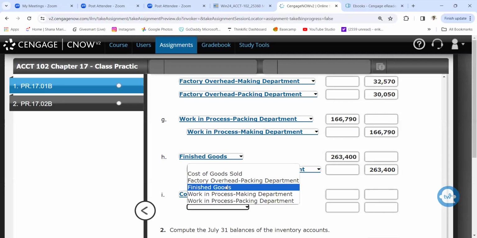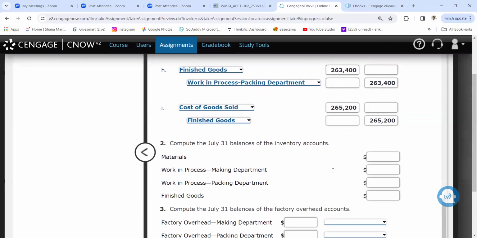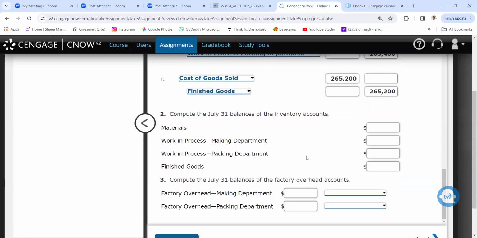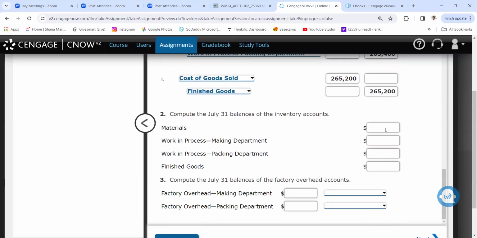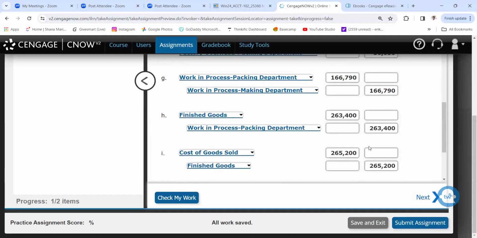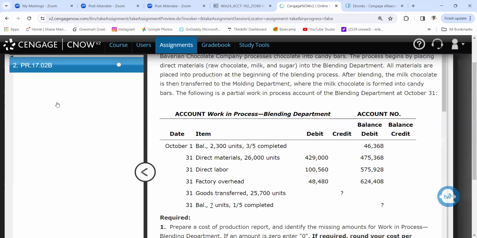And we know cost of goods sold is an expense, and expenses increase on the debit side. And that, my friends, is your journal entry. So then you'll go and complete the balances of your inventory accounts, the balances of your overhead. So you just have to do your T accounts, put them on each side that they're supposed to be on, and you can get these balances. All righty. Now let's move over to the cost of production report.